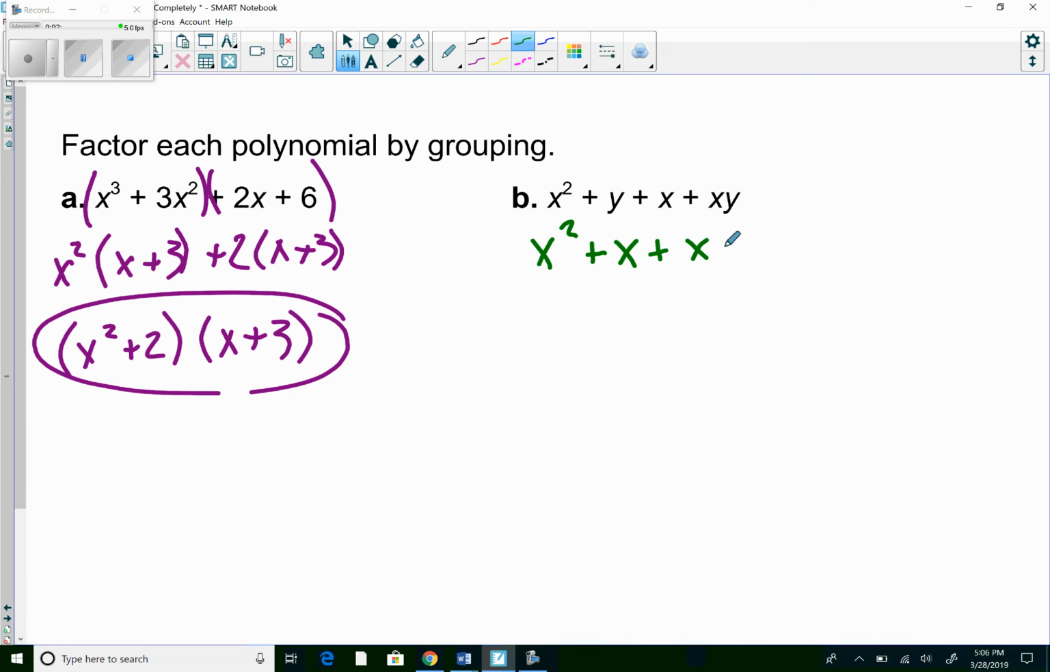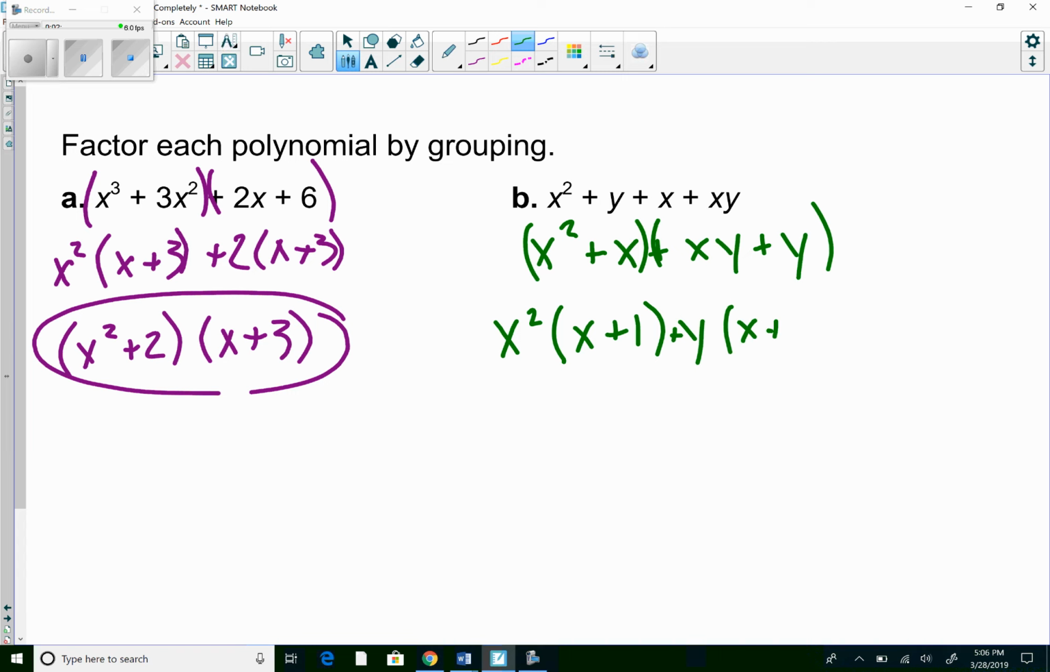Let's see, I want to do xy first. Okay, so now if I group these first two and I group these second two together, now if I take out an x, I'm left with x plus 1. And then if I take out a y, then I'm left with x plus 1. And that shouldn't be squared. Why did I write down that that was squared? It should just be x. And then I've got x plus 1 as one factor, and then x plus y as the other factor.